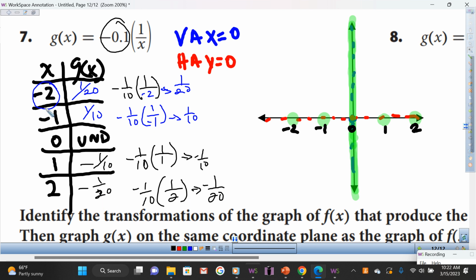All right, let's plot that. -2, 1/20th. -2, 1/20th is very close to the asymptote right there. -1, 1/10, -1, 1/10. And I'm going to put my +1 over here and -1 over here. So like that, you guys can see this is a fraction. -1/20th, -1/10. I'm going to graph that. All right, this one. 1, -1/10, 1, -1/10. 2, -1/20.